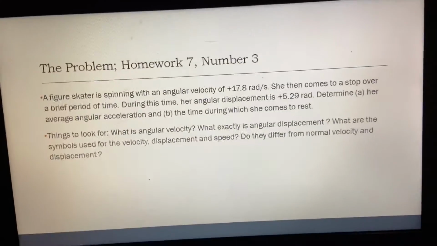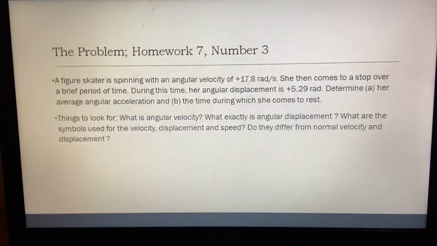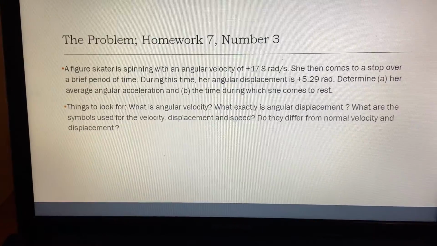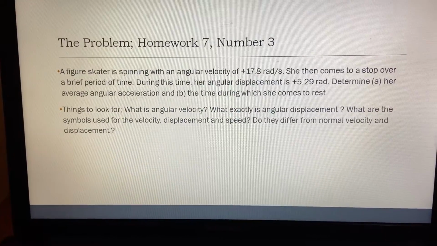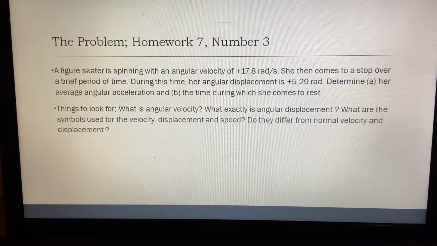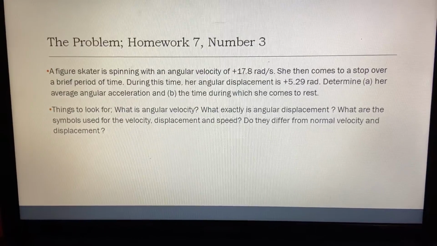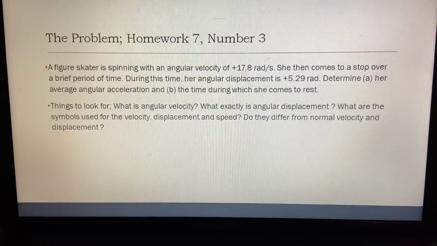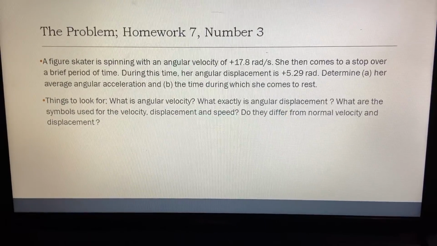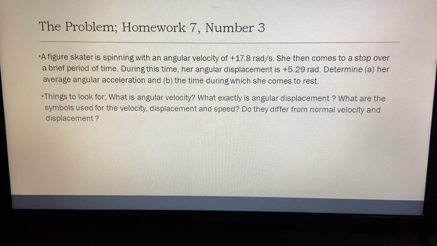So the problem I chose was from homework number 7, and it was number 3. And the problem states, a figure skater is spinning with an angular velocity of positive 17.8 radians a second. She then comes to a stop over a brief period of time. During this time, her angular displacement is positive 5.2 radians. Now, we're looking for her average angular acceleration, as well as the time during which she comes to rest.